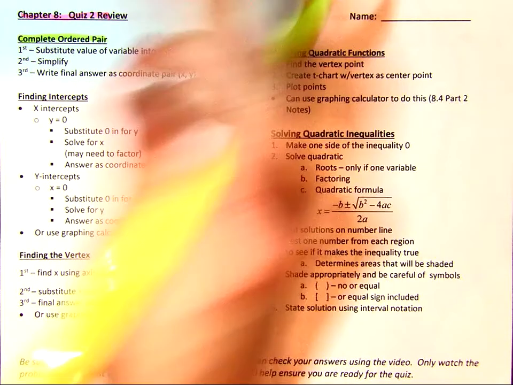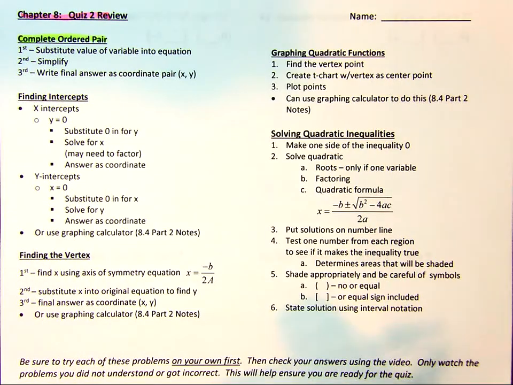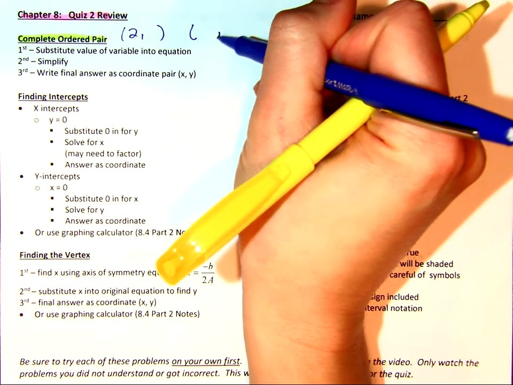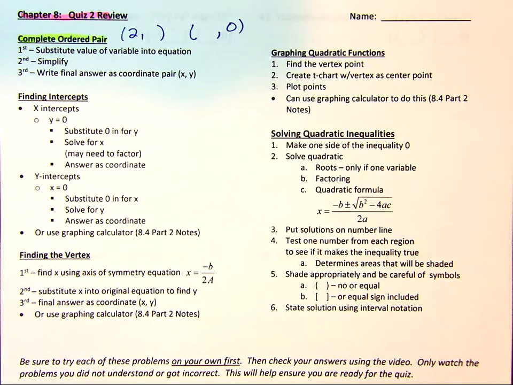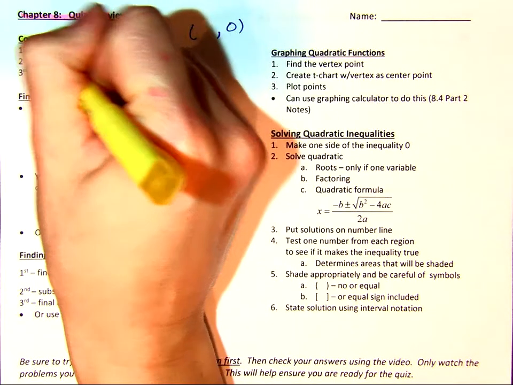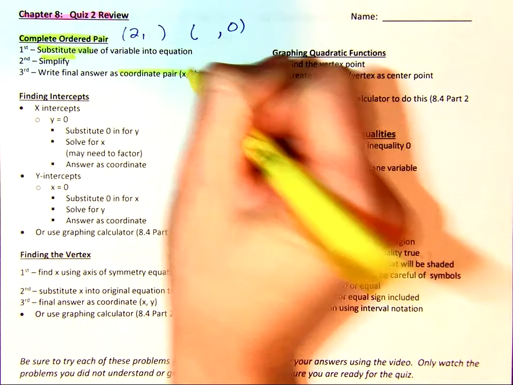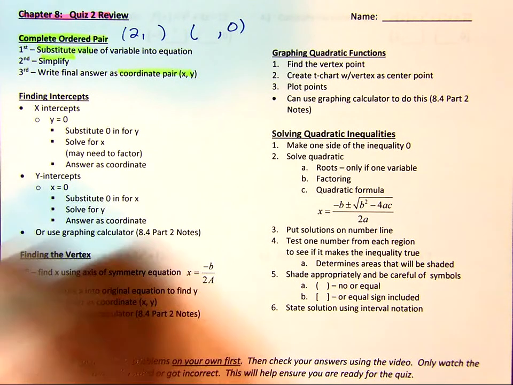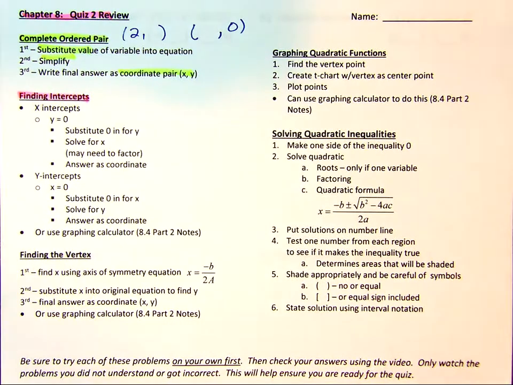Where I give you something like 2 comma blank or blank comma 0. You're going to have to complete them by substituting the value in, simplifying, and writing your answer as a coordinate pair, x comma y. There's also the idea of finding the x, or finding the intercepts, which I did teach you how to do on a graphing calculator.